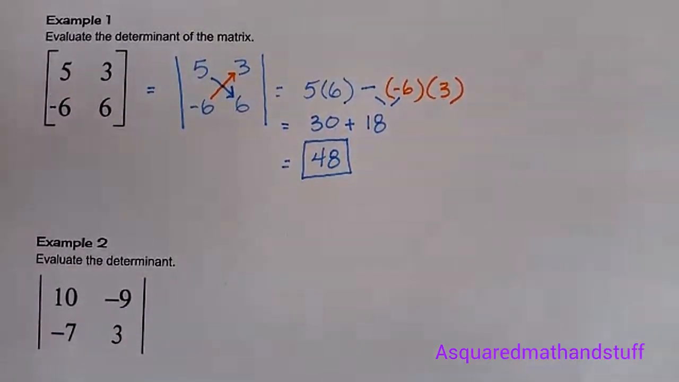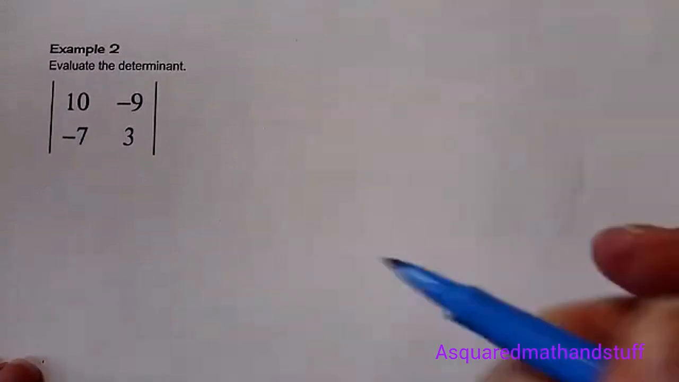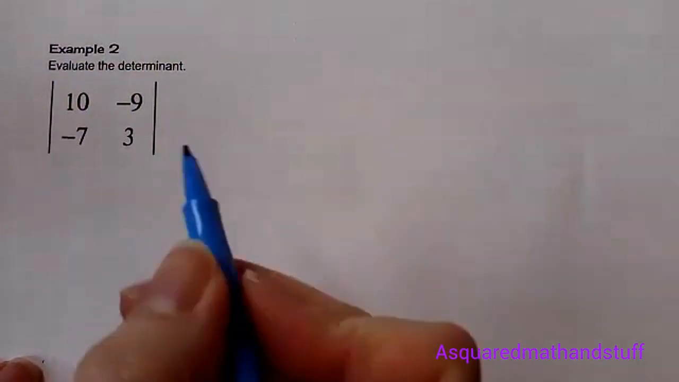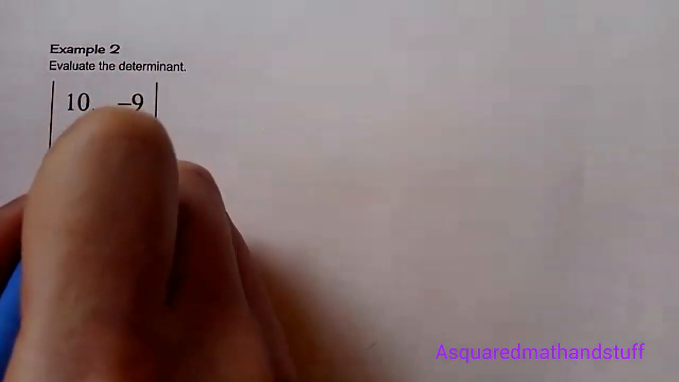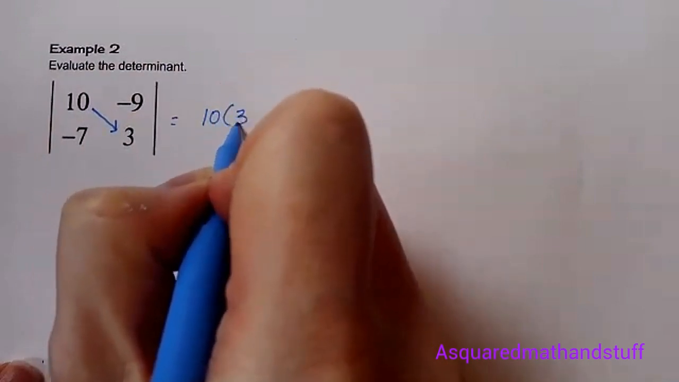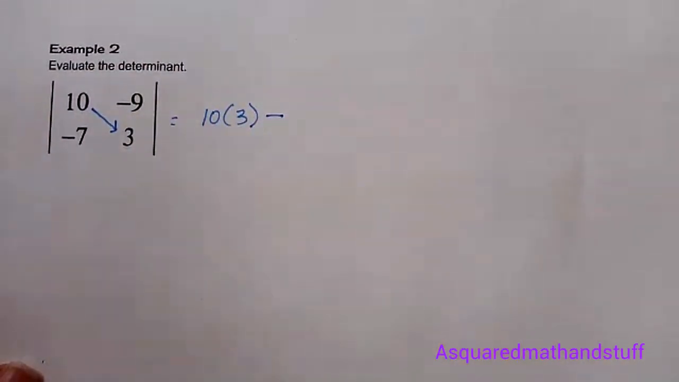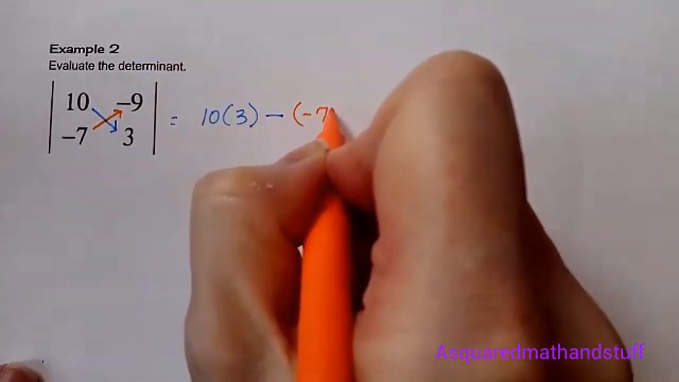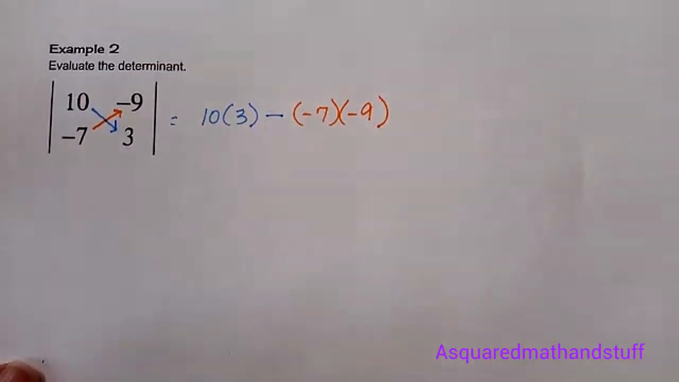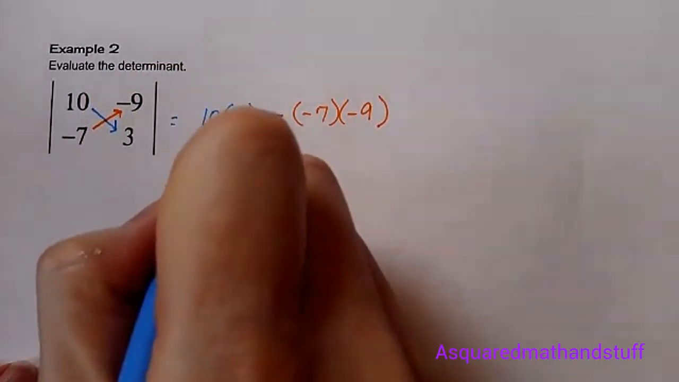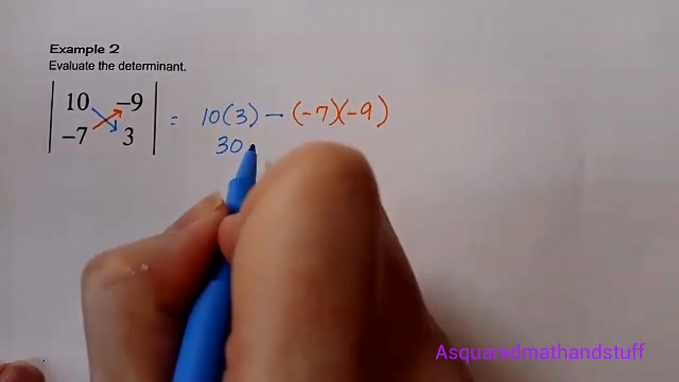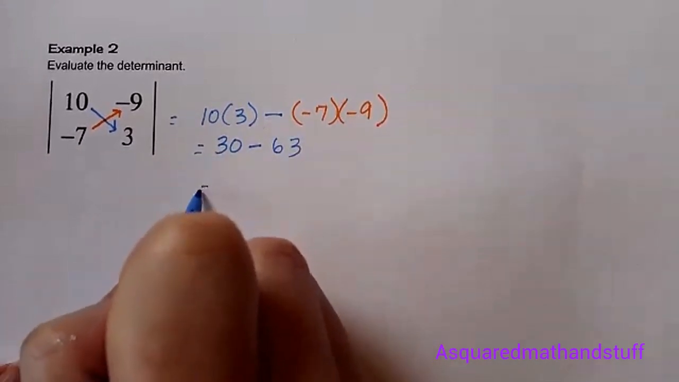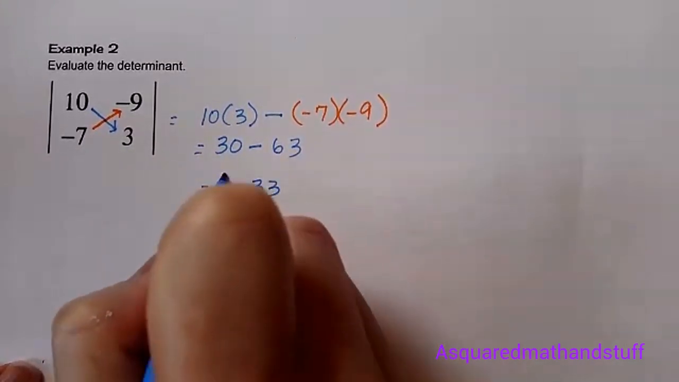Let's do one more example. In this example here, we already have the lines indicating that we are looking to find the determinant. So let's multiply these diagonals. We have 10 times 3. And then we subtract -7 times -9. Do the algebra here. We have 30. Triple negative stays negative. 7 times 3 is 63. So we end up with a -33.